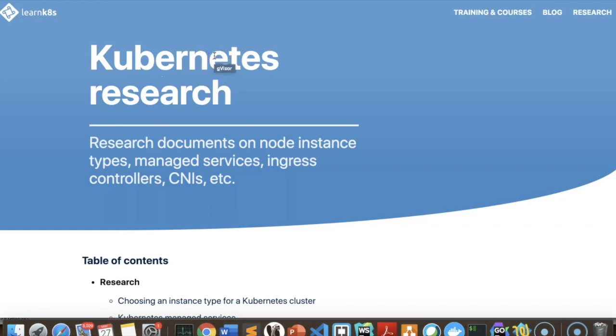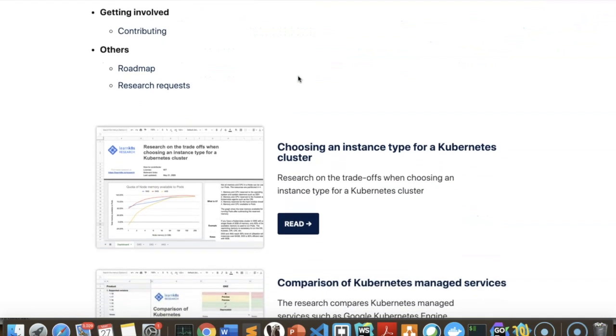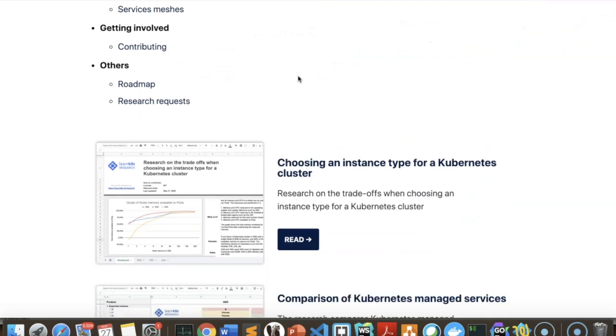Hello everyone. Just wanted to share a few things about Reading Edge, which I did recently. This is a research paper from Learnk8s, or rather, it's a research Excel sheet. They've done three of them.